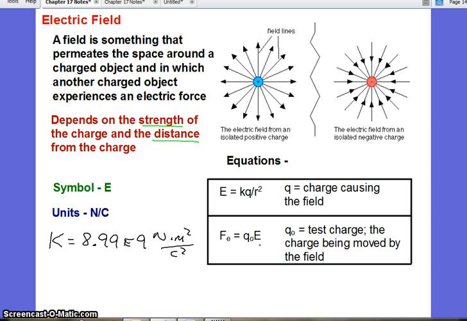Now we always want to make sure we have the right units. Based on our units for Coulomb's constant, we must have charge in coulombs and distance in meters, and the electric field should be in newtons per coulomb.